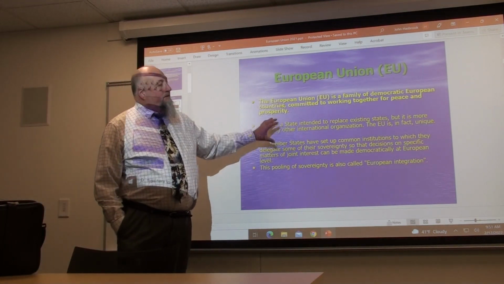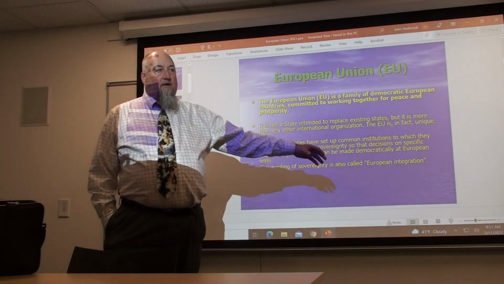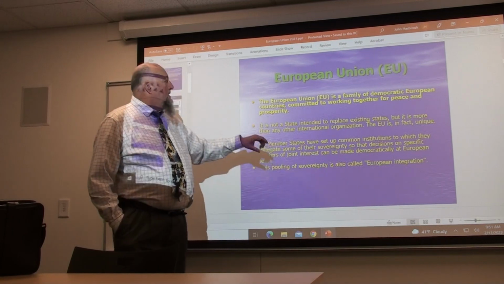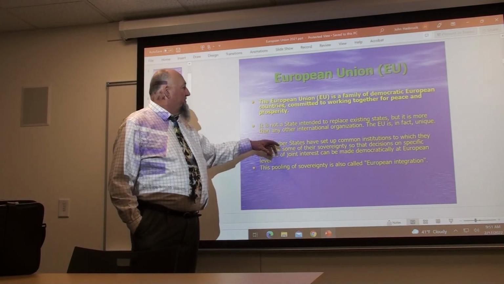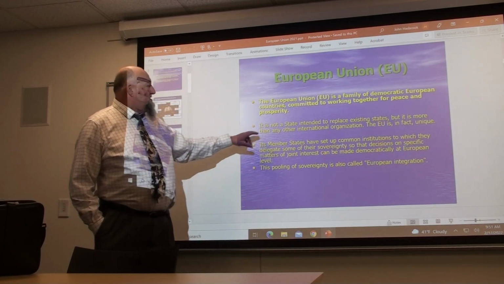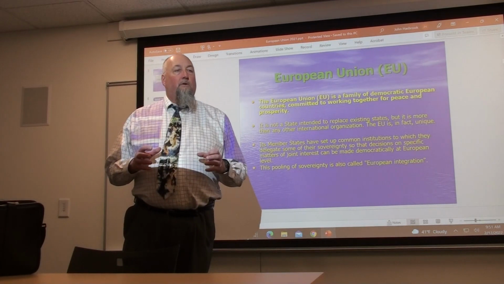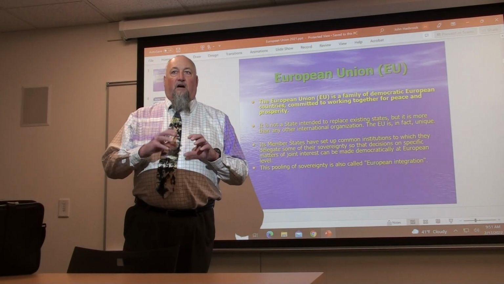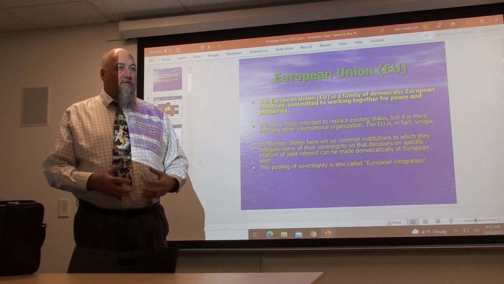This is from the EU website, I literally cut and pasted it off their website. So this is how they describe the European Union as an IGO. It's a family of democratic European countries committed to working together for peace and prosperity. It's not a state. So the EU, as an intergovernmental organization, is not a sovereign state in and of itself. The members are still sovereign individual states.